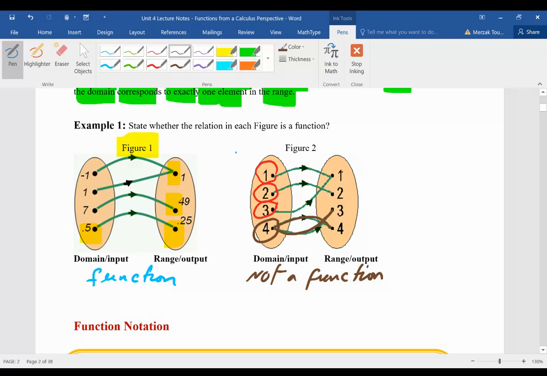It's okay for the range to have a relation with more than one element in the domain. For example, 1 in the range has a relation with -1 and it has a relation with 1. That is okay. It is still a function. The opposite is not okay.